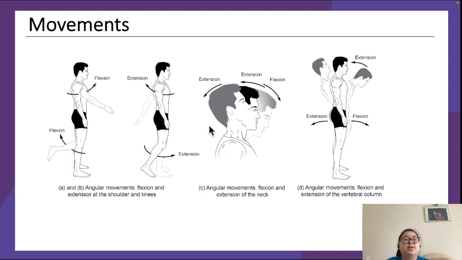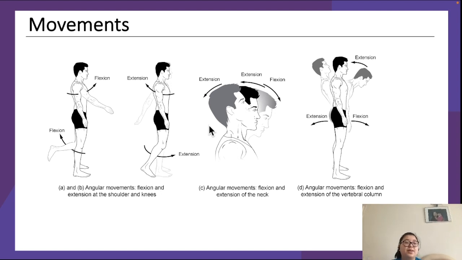Another thing that will be important, especially for the bone muscle topic, is about movements, and about what is flexion, what is extension. So, the basic movements that we can talk about are flexion, extension, abduction, adduction, internal rotation, external rotation, pronation, supination, and inversion, eversion. Okay? Not all your joints will be able to do all of these.